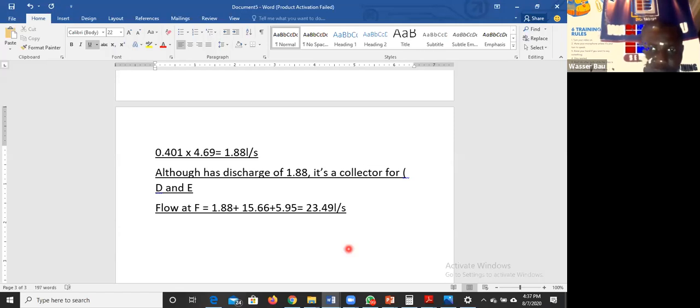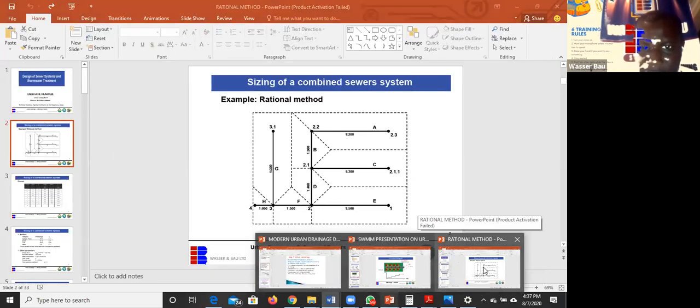So we now do 23.49 versus 2. So can somebody do it? What are you getting? Oh no, let me do it. Let me finish. Then all of us will do the next.